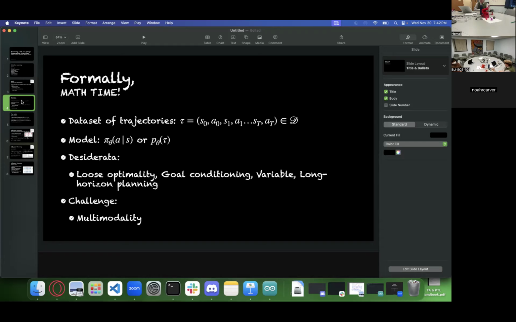We also want to not have to worry about how long the plan has to be. And I'll show how that works. One of the biggest challenges with this kind of paradigm of solving this problem is multimodality, which is the idea that there are multiple different ways of solving a problem.